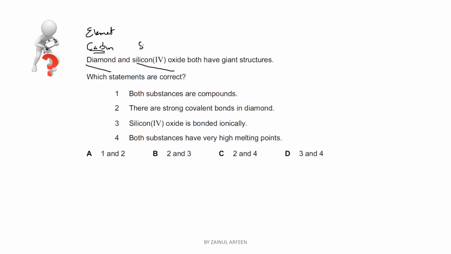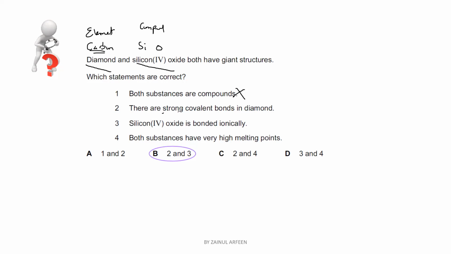Silicon dioxide consists of silicon and oxygen. When a substance consists of two or more types of atoms, we call that a compound. So the first statement, both substances are compounds, is wrong. Diamond is an element because all identical carbon atoms are there. If two or more different types of atoms, we call it a compound. So diamond is an element, silicon dioxide is a compound.